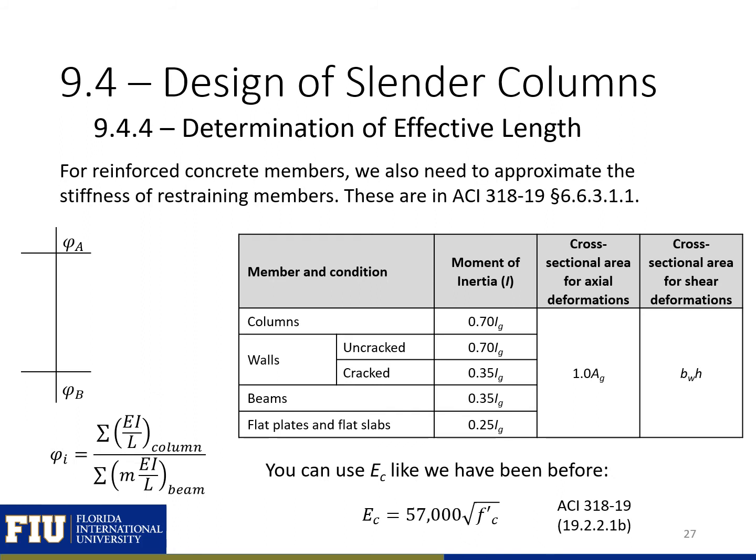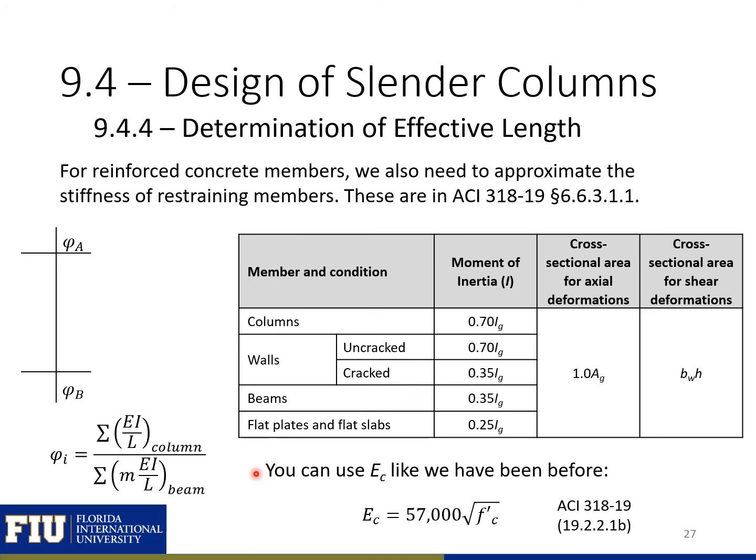For reinforced concrete members, we also need to approximate the stiffness of the restraining members. So we need to approximate the I to use in our psi equations. ACI provides equations to use in the table shown on this slide to approximate the stiffness of the members. If we have a beam, we can assume that our moment of inertia is just 0.35 times the gross moment of inertia for the beam. For columns, we can see that the assumed approximate moment of inertia is 0.7 times I gross here for the columns. So we can use these values here to approximate the moment of inertia I for our members.